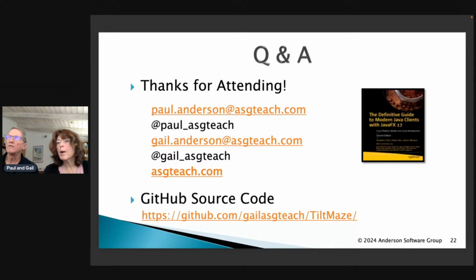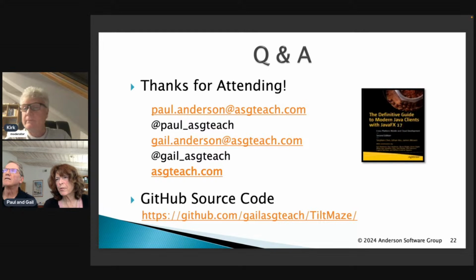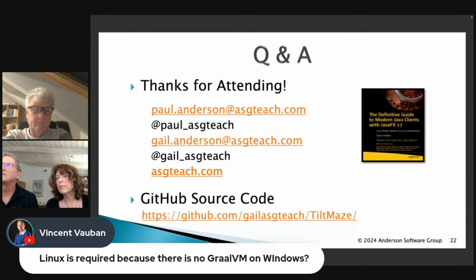Okay, so I'm looking at the comments. I don't know if it's all of them, but it says Linux is required because there's no GraalVM on Windows. Actually, there is GraalVM for Windows, but you need Linux to grab all the Android native libraries and the target for Android. You can use GraalVM for Windows and create a native application that will run on Windows. But as I said earlier, our target was mobile applications. So it wasn't the desktop for Mac, for Linux, or for Windows, but that is a viable target.